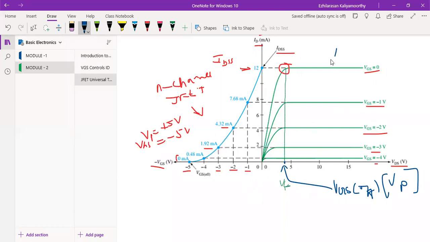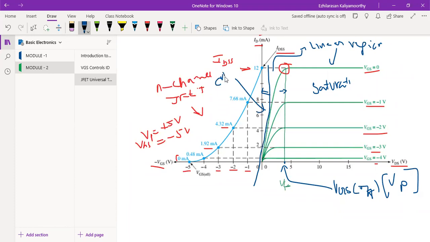Now this portion, wherever I'm getting constant current, is completely the saturation region. But you can see this portion, correct? This will be completely the linear region, or sometimes I may call it the ohmic region. In this region only your device will conduct. But what about this place? This will be your cutoff region, where the device will not conduct. I can show these three regions in this figure only.